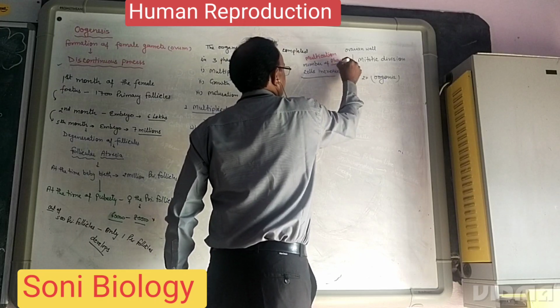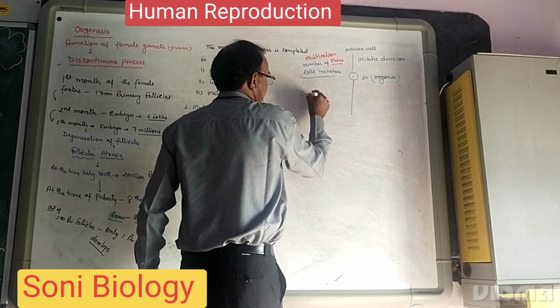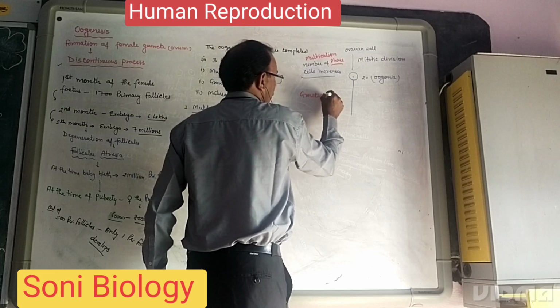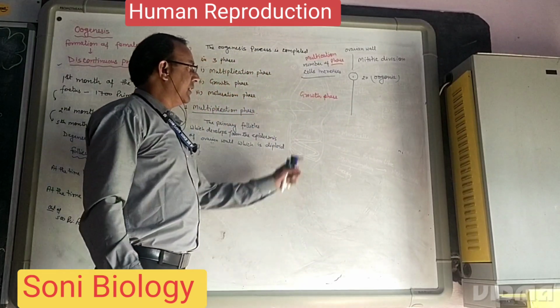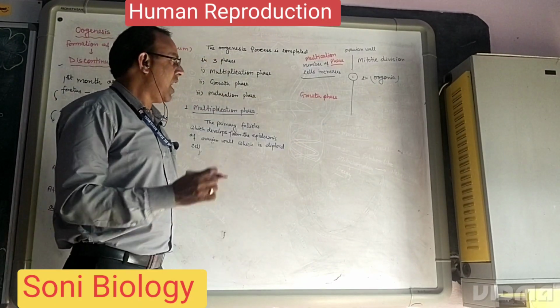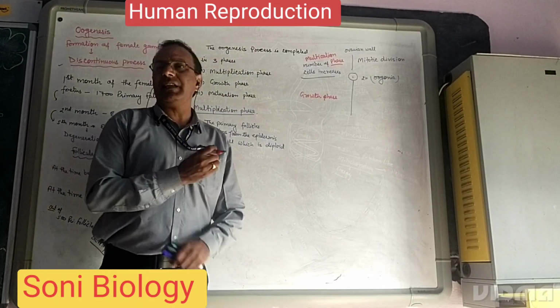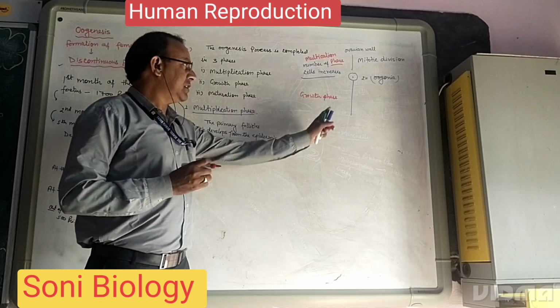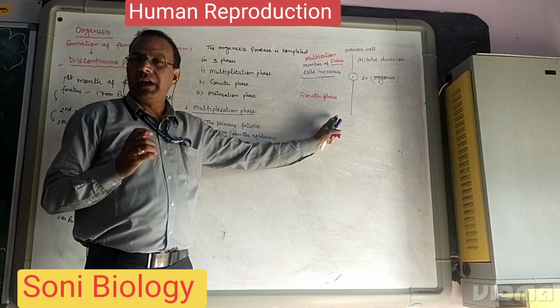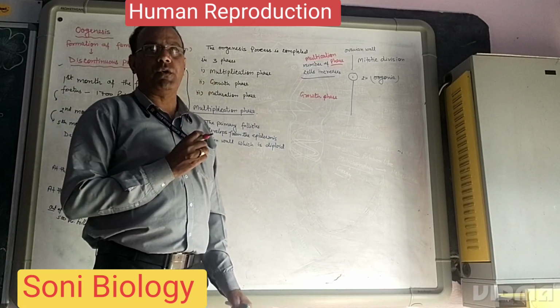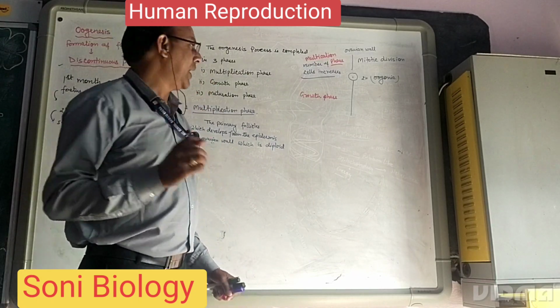The first phase. Then the cell starts to grow in size, and that is called growth phase. How does the cell increase its size? The formation of yolk takes place, and the process of yolk formation is known as vitellogenesis.